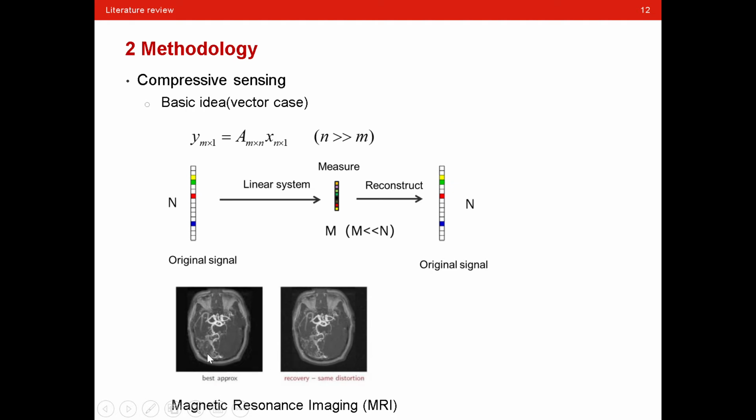Because after you do an MRI, you have a very large picture. There are many pixels. So if we transmit these images to others, there will be a high cost. So by doing compressive sensing, we can instead transmit these measurements to others, and when others get the measurements, they can reconstruct the original signal from the measurements by themselves.